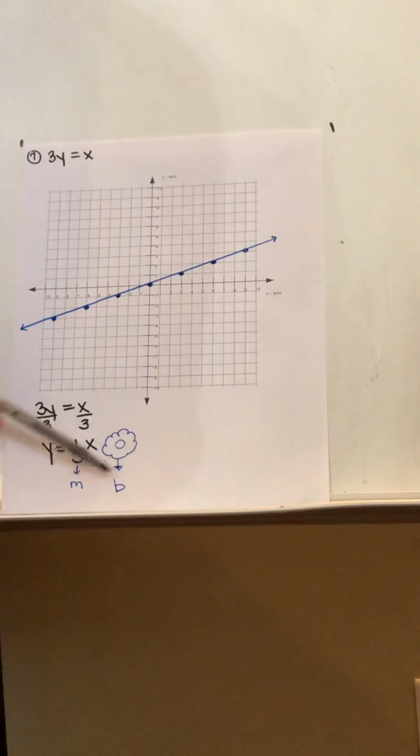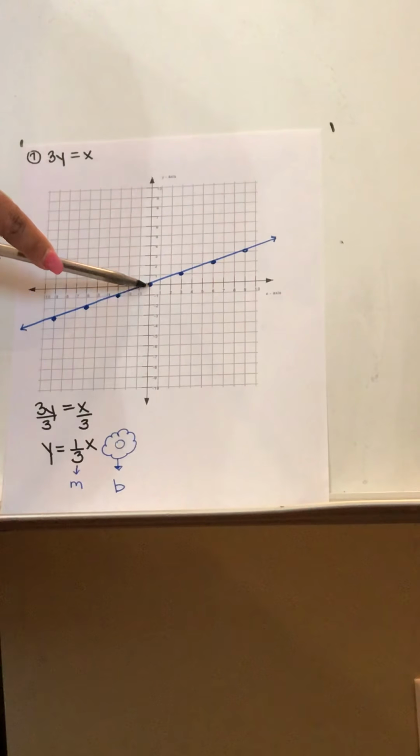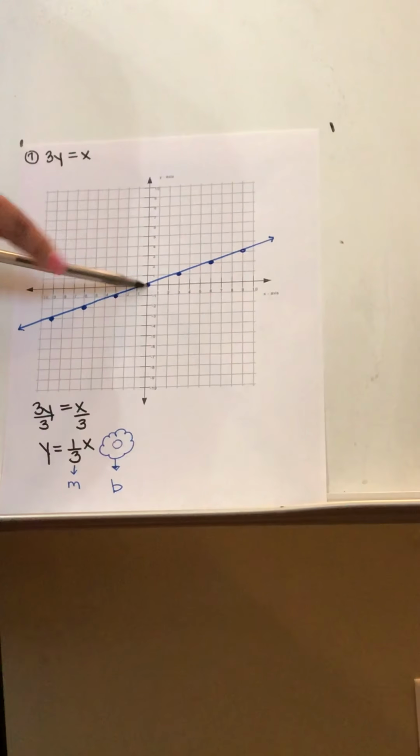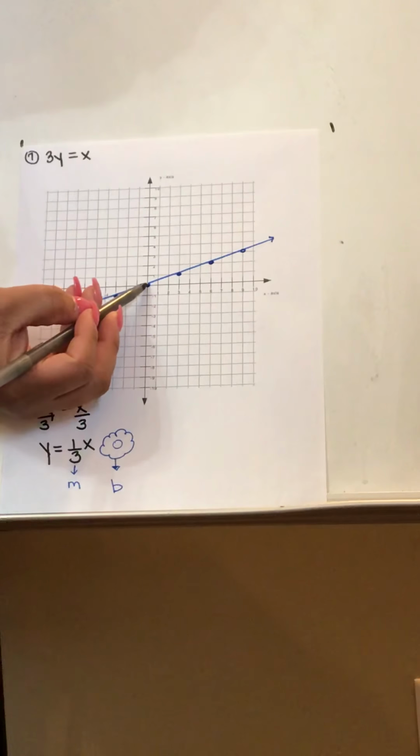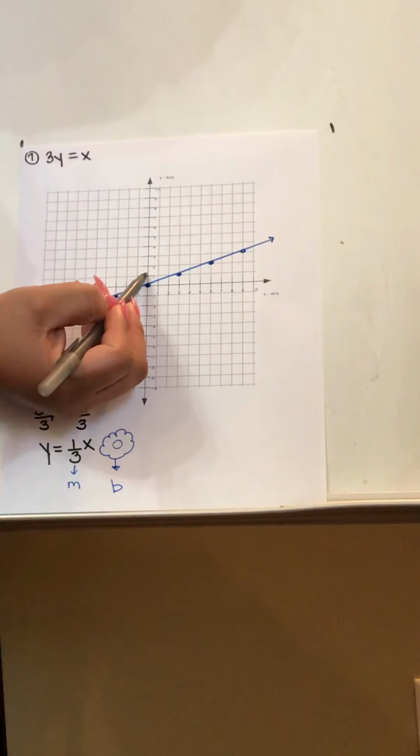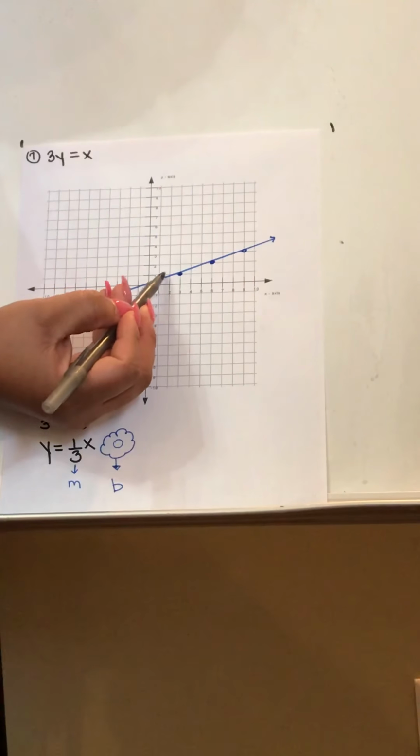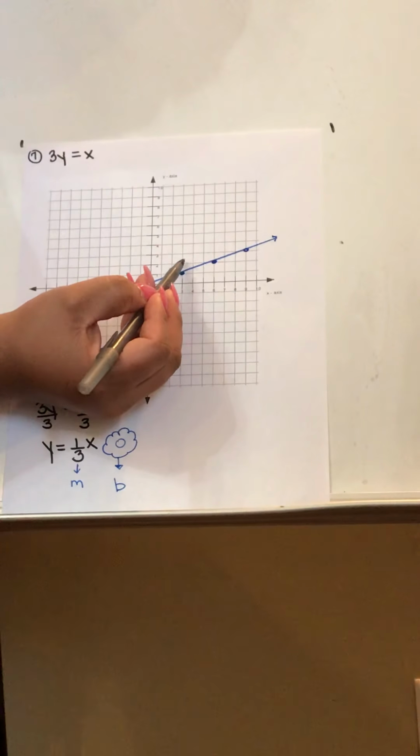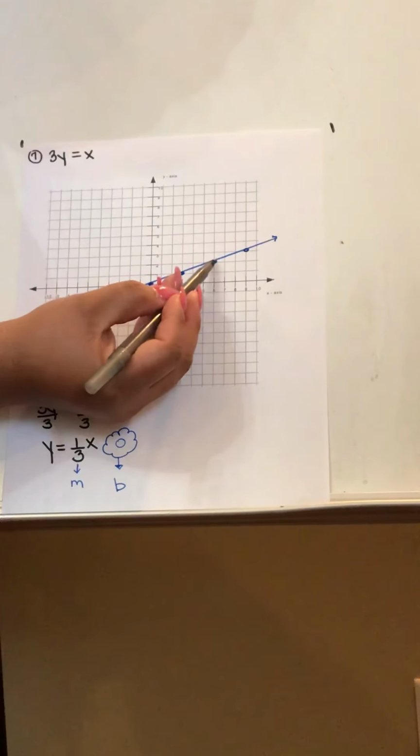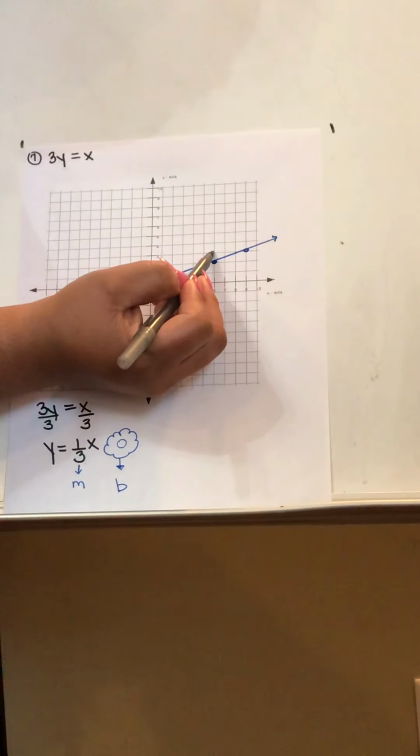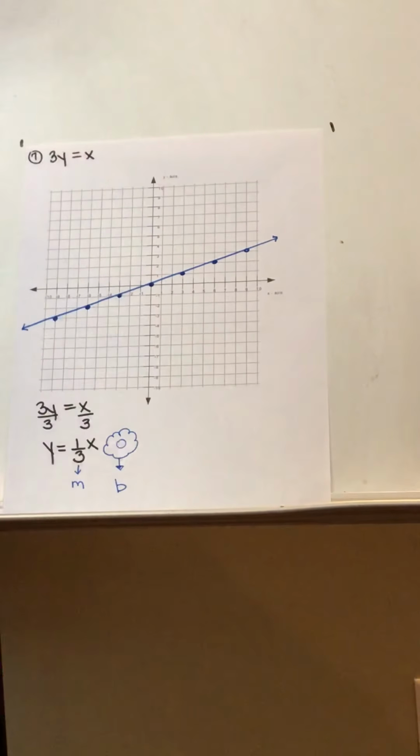And I drew a cloud out here because it doesn't have plus or minus a number. So that lets us know that it has to be 0. It's going to go through the origin. It's crossing at 0. So you're going to put your first point at 0. And then you're going to do your rise over run. You're going to rise up 1 line, and you're going to go to the right 3 lines. 1, 2, 3. Up 1, right 3. Again, 1, 2, 3.